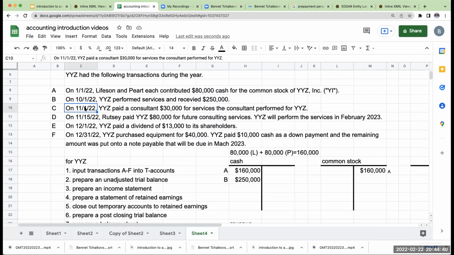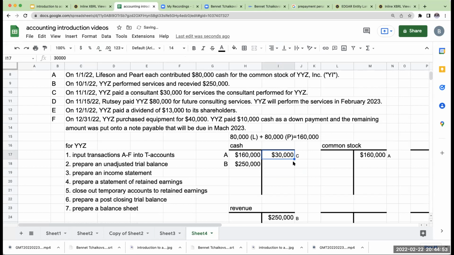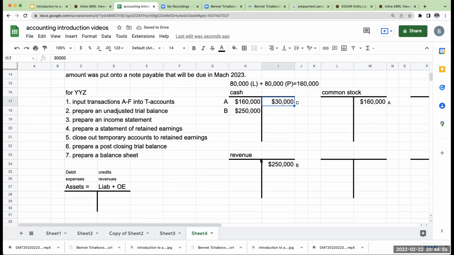Let's take a look at letter C. I paid a consultant $30,000 for services the consultant performed for me. Right over here, I'm going to credit cash for $30,000. So I'm going to credit cash, and for every credit, I need a debit. If a consultant performs services for me, it's the inverse of me performing it for somebody else. So this is going to be consulting services or expense. So right over here, I'm going to debit the expense for $30,000.